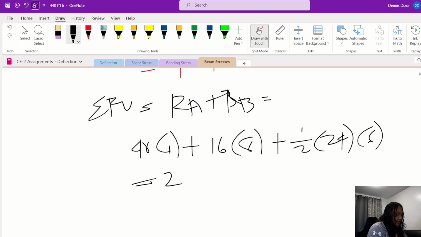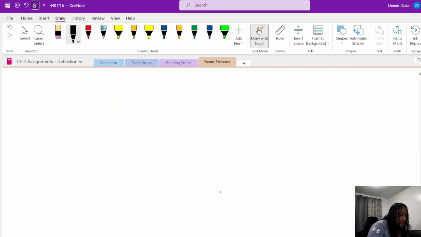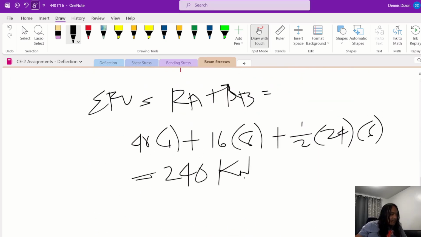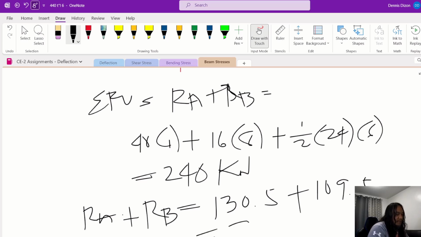This is 240 kilonewton. And then RA plus RB is equal to 130.5 plus 109.5. So this is also 240 kilonewton. So therefore, our reaction is now correct.